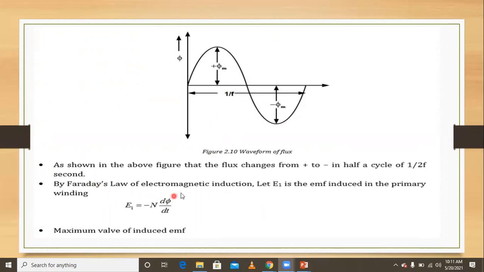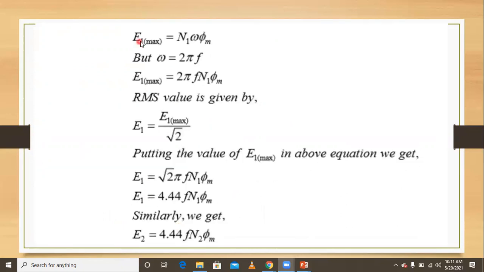According to Faraday's law, E is equal to minus N into d phi by dt. You know well the maximum value of the induced EMF, E1 maximum, is equal to N1 into omega into phi m. This is called the maximum value of induced EMF. And you know well omega is equal to 2 pi f. Substitute here, and then E1 maximum is equal to 2 pi f into N1 into phi m.